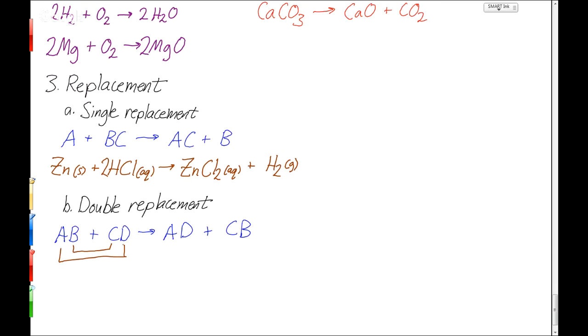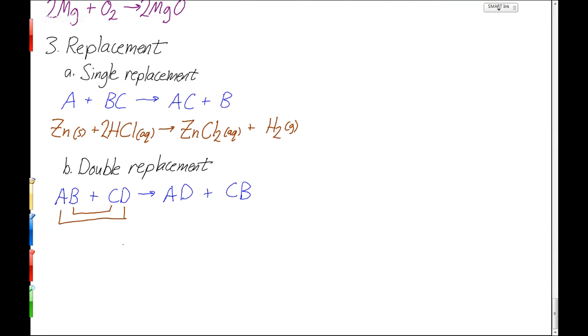Usually the way these work is they form some kind of a precipitate. Remember those reactions we did where we saw the precipitate? That forms a solid. That precipitate is a solid. And that's usually what happens in these kinds of reactions. So you've got, for instance, aqueous barium chloride and sodium sulfate.